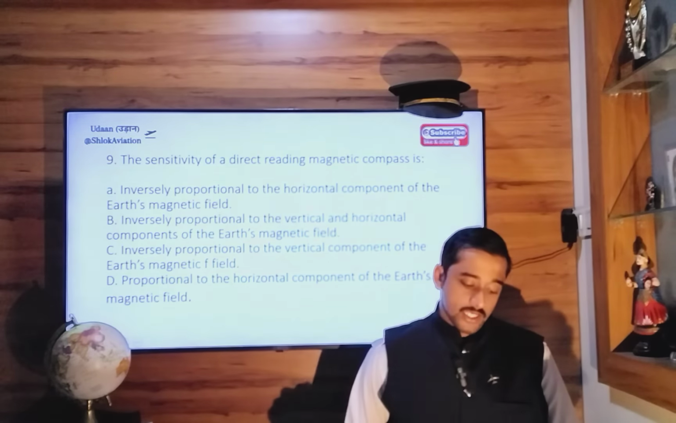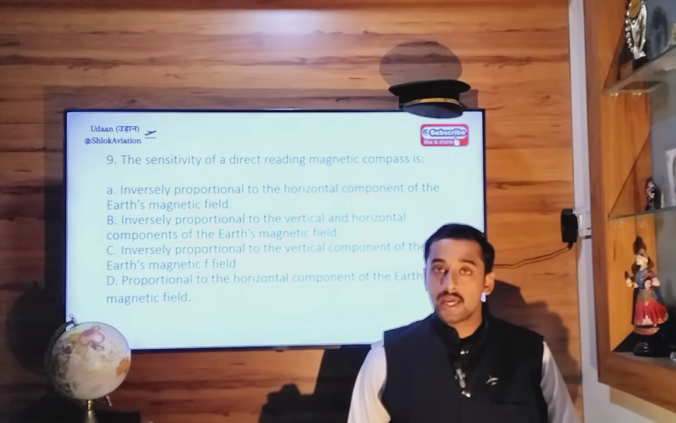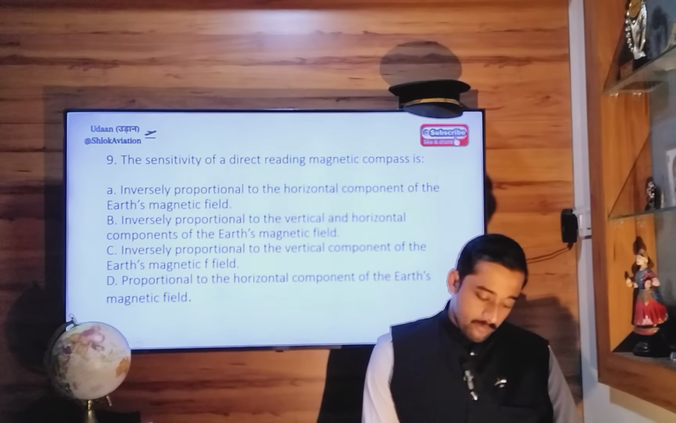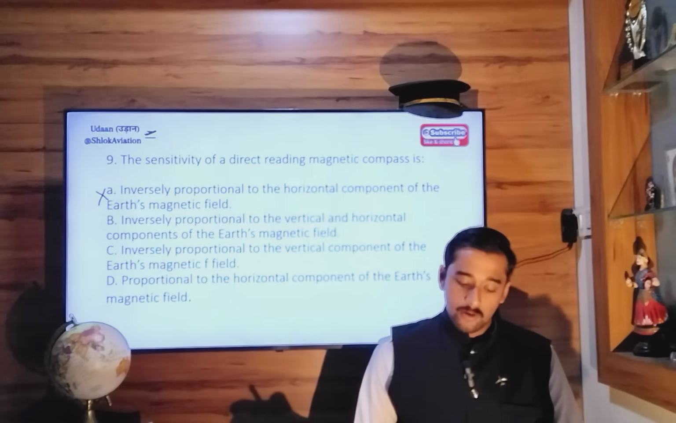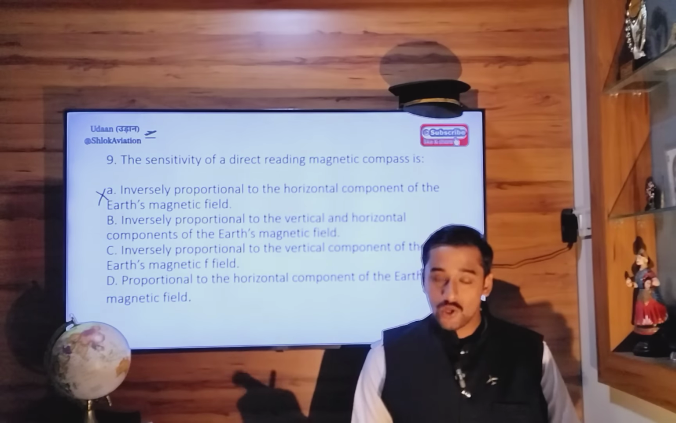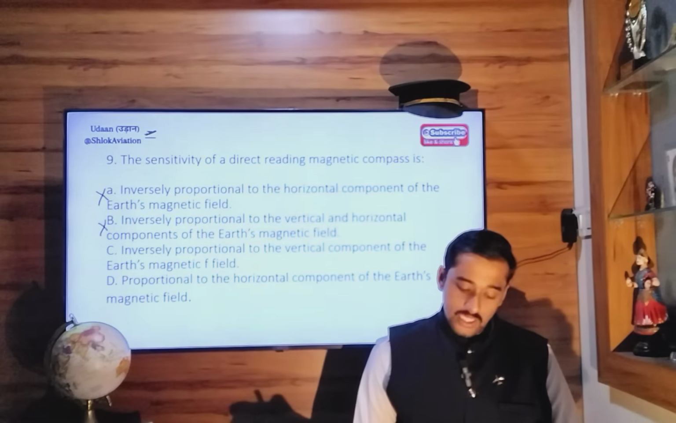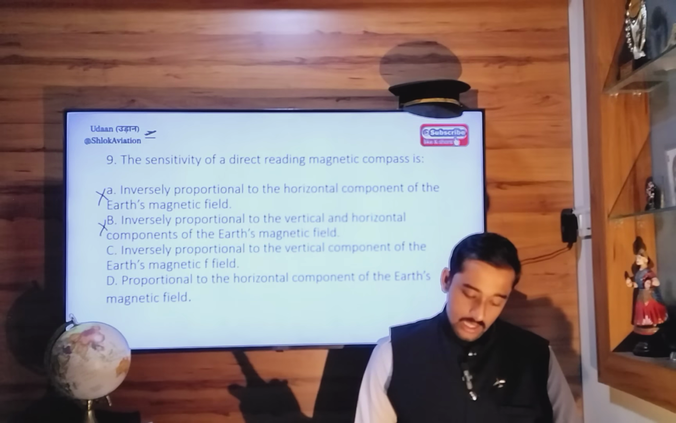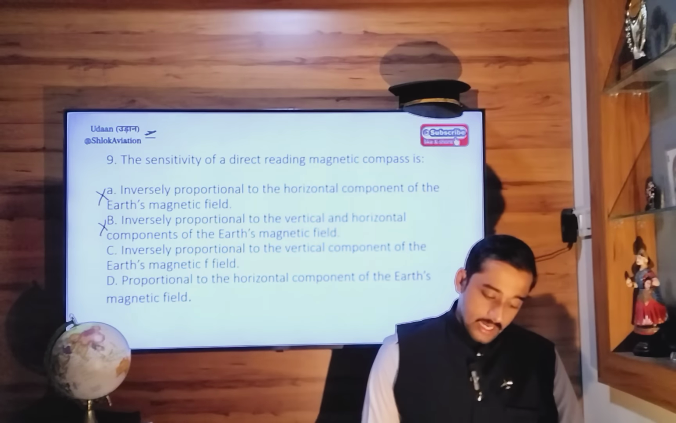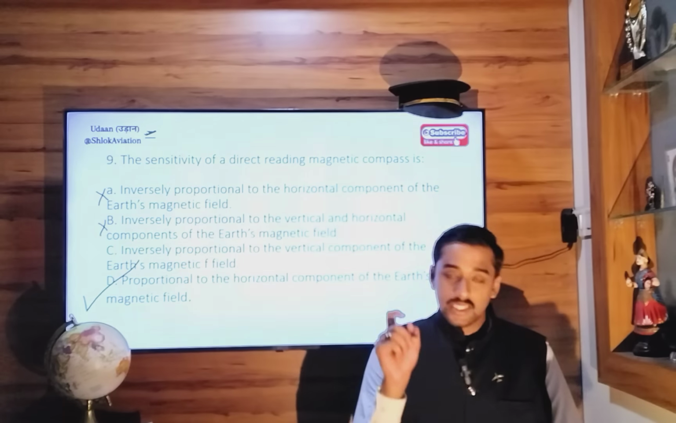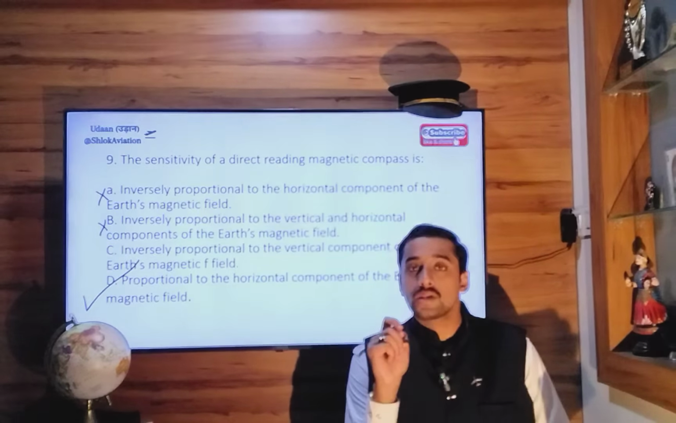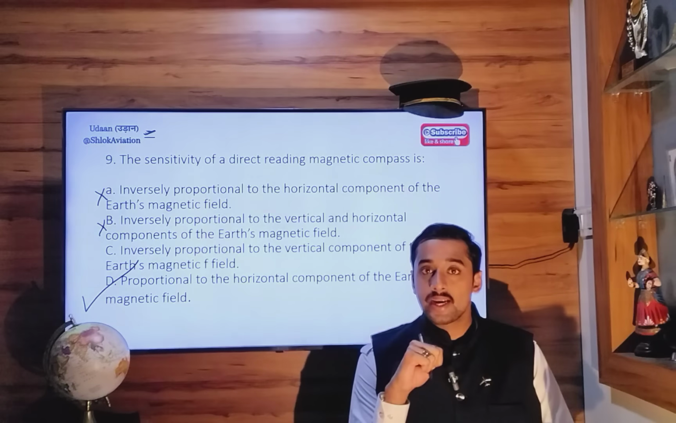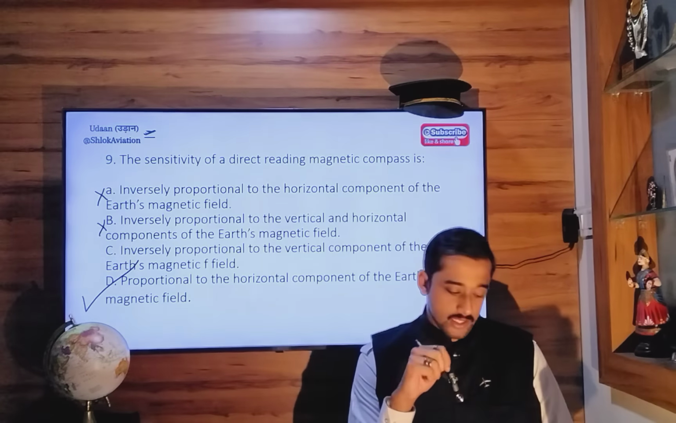Question number 9, correction. The sensitivity of a direct reading magnetic compass is what? It's inversely proportional to horizontal component, wrong. Inversely proportional to vertical and horizontal, wrong. Inversely proportional to vertical, that's right, proportional to horizontal component of the earth. So the correct answer will be option delta. The sensitivity of a direct reading compass is proportional to the horizontal component of the magnetic field of the earth. Remember this.